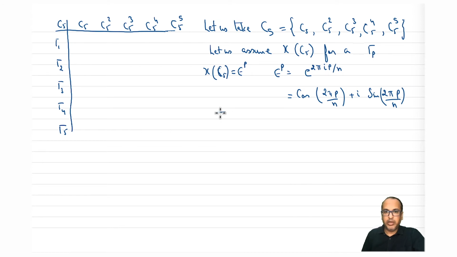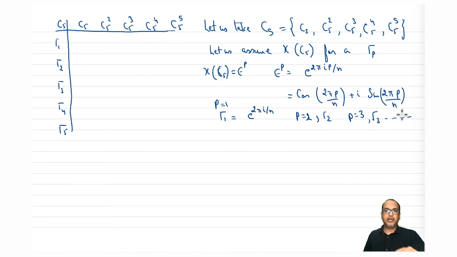So for p equal to 1, we have tau 1. That will give rise to cos 2 pi by n plus i sine, so we can say that e to the 2 pi i by n. And similarly for p equal to 2, we have tau 2. For p equal to 3, we have tau 3, and so on, right? So that is easy.